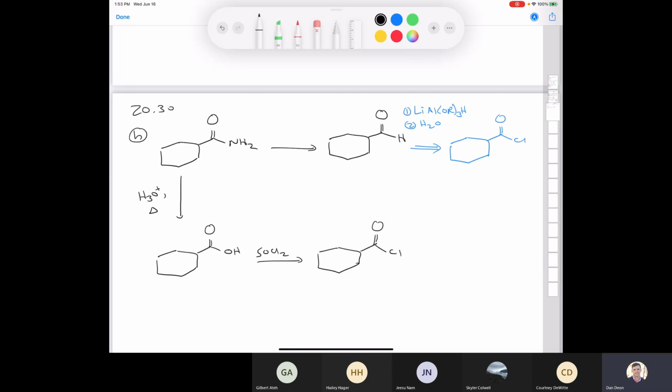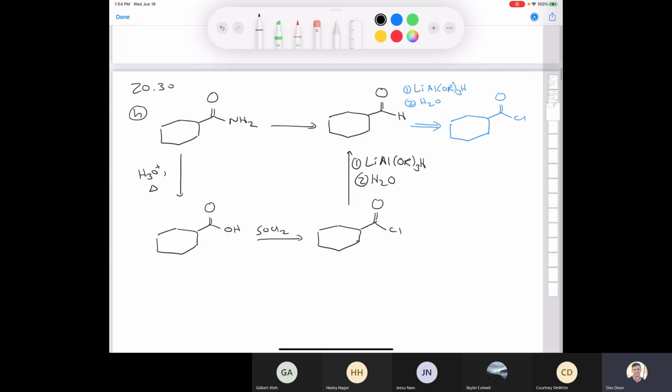Okay. And then from there, it's just a two-step process, right? We treat it with lithium aluminum tri-tert-butoxy hydride, which we abbreviate like this, followed by water. I want to show you an alternate route to making this.